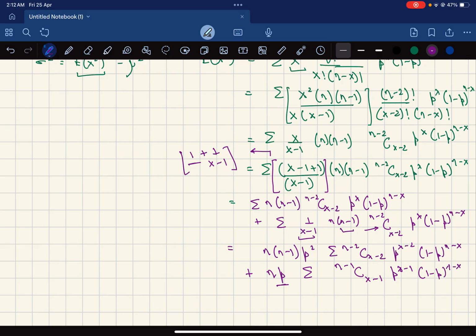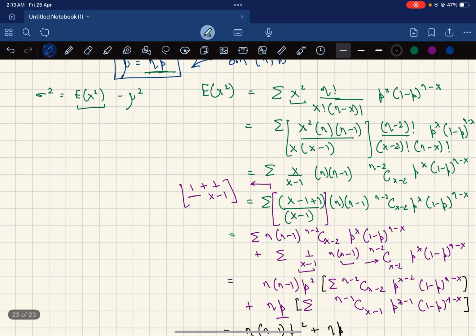Now if one notes here, both the summations are nothing but the probability mass function of a binomial distribution, and since we are summing up the probabilities, both these summations have to be equal to 1. Thus we are finally left with n into n minus 1 p square plus n into p.